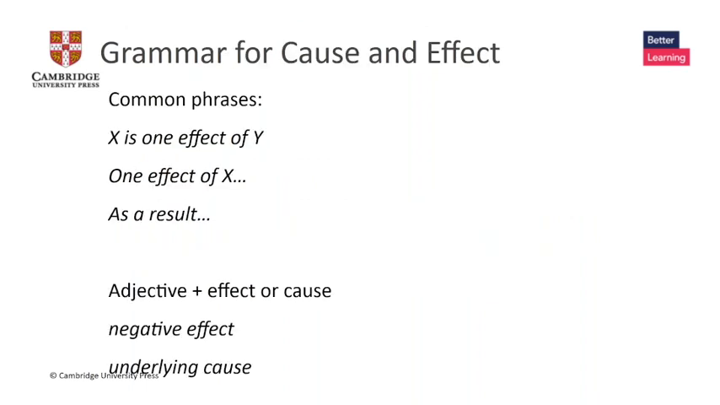And one more example on this, if I'm teaching cause and effect, I might teach students these common phrases. X is one effect of Y, or one effect of X, or as a result. And then also this adjective plus effect or adjective plus cause combination. So one negative effect of, or the underlying cause of. You can see that this language is the language they need to write. So that's the link between teaching grammar for writing rather than teaching grammar for the level.